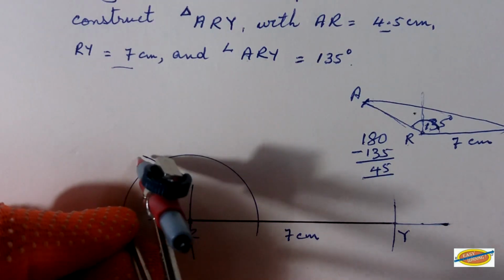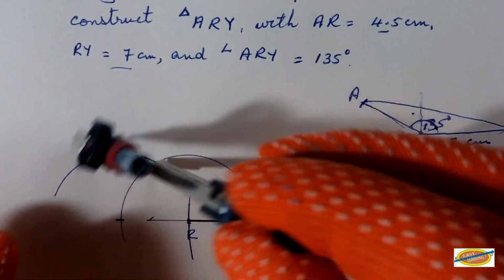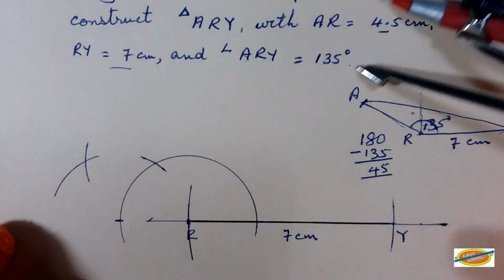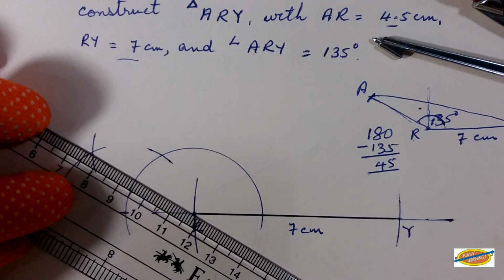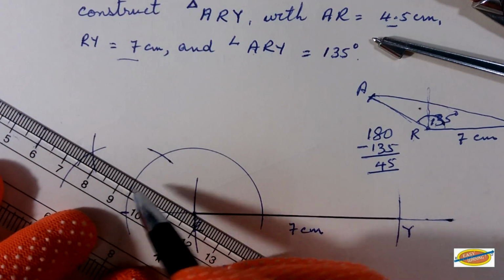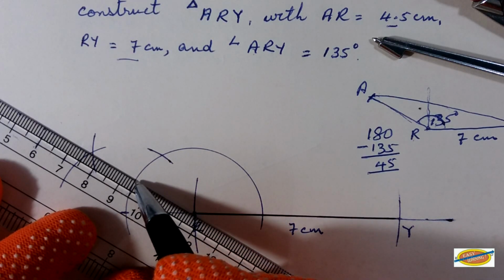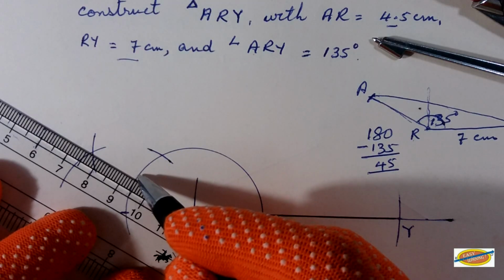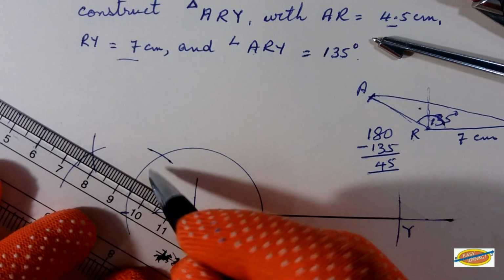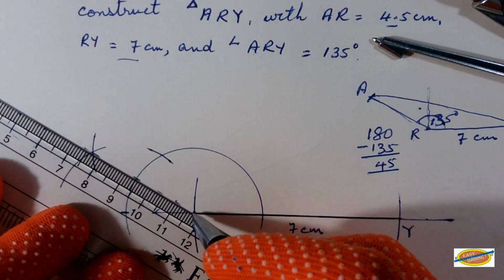So that will give us 60. Bisect the 60. That will give us 30. Now at this point we have 120 and 30. That's 150. But we want 135. So we will bisect that 30 so that 120 plus 15 will give us 135. We want that intersection there.